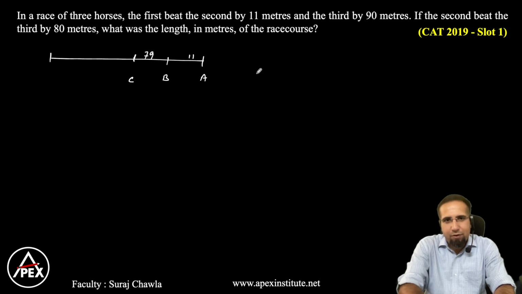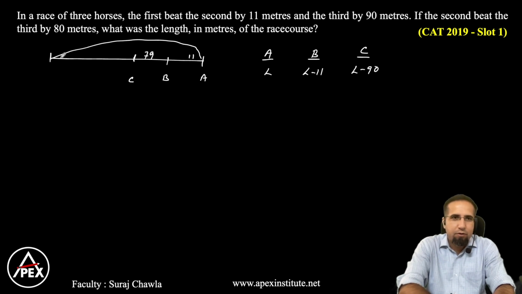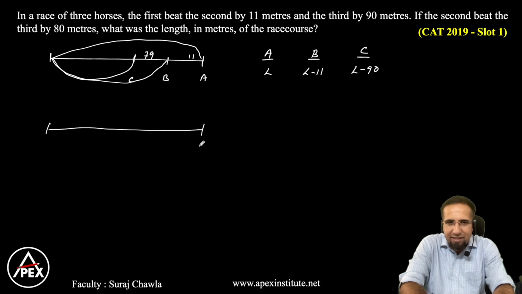So I can say one thing, that when A covers the complete length of the track, B will cover L minus 11 and C will cover L minus 90. When A has reached the finishing point, B is 11 meters behind and C is 90 meters behind the winner. Now, if the second beats third by 80 meters. Understand, if the second beats third, that means now the second one has completed the race and he is beating the third by 80 meters.